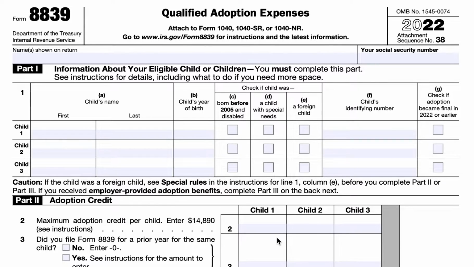So in Part 1, we'll go over information about your eligible child or children. As mentioned, all taxpayers must complete Part 1. An eligible child is 1, any child under the age of 18. If the child turned 18 during the tax year, the child is an eligible child for the part of the year he or she was under the age of 18. Or 2, any disabled individual who is mentally or physically unable to take care of himself or herself.